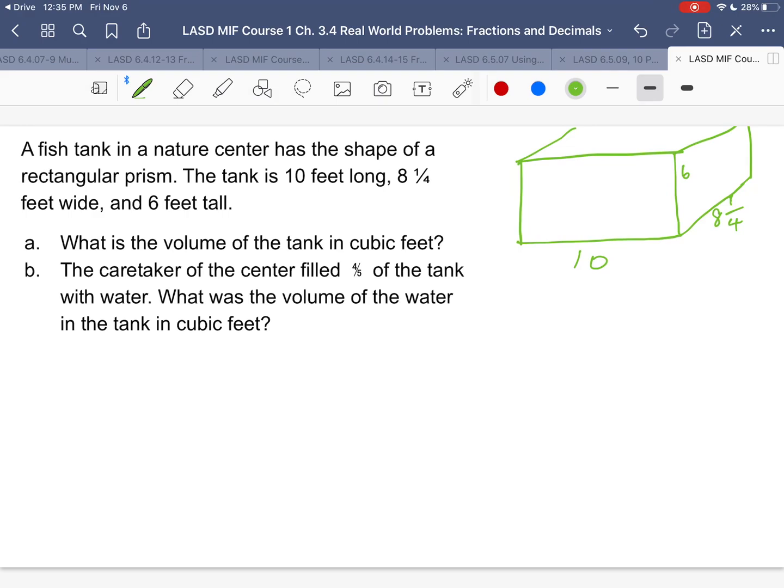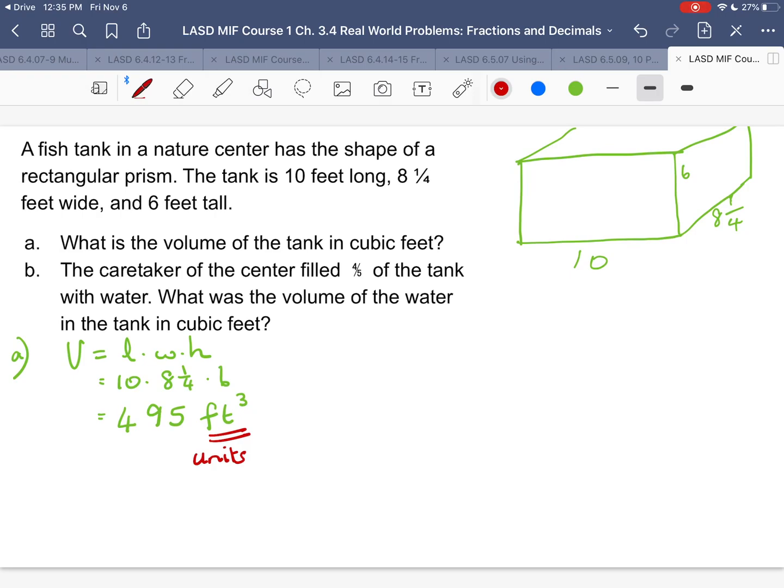And the volume of the tank, this is A. I will write my formula. Volume is length times width times height, and it is 10 feet by 8 1/4 feet by 6 feet. And 8 1/4 feet, you need to convert that to an improper fraction and multiply them out, and you'd get 495 feet cubed. And this is something important to note. Write your units. It's important to write the units.